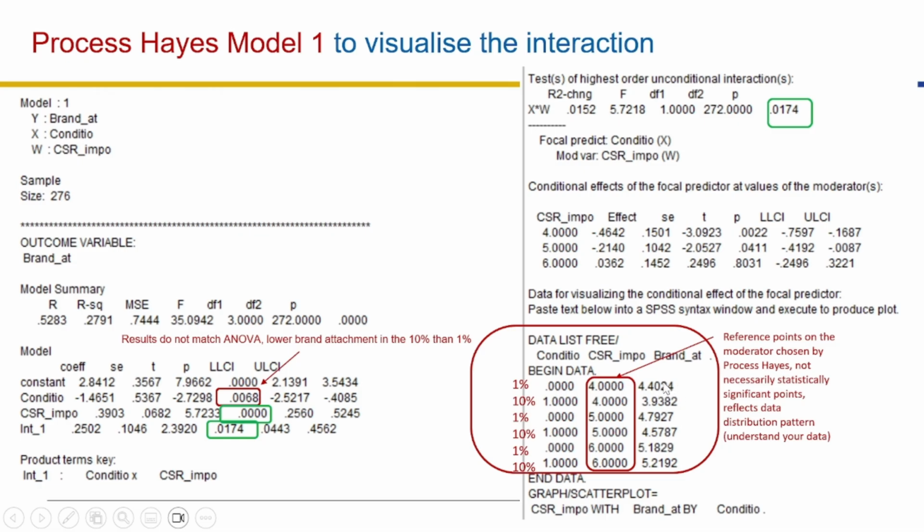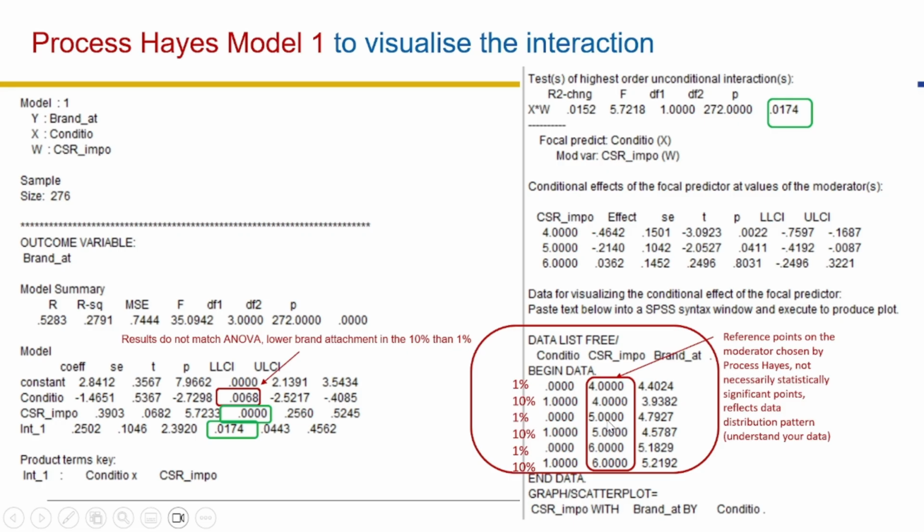And then you have the score for your brand attachment. But you wonder, do these represent the points where statistically significant effects have been observed? No. Those points are selected randomly by Process Hayes for you based on the actual distribution of the scores in your data. So that may suggest to me that I have scores in my CSI importance which are skewed towards more positive responses because I don't have any ones, I don't have any twos, threes. So what's important is you actually check the distribution of data for your responses. And I've done it. I have mostly answers skewed towards the positive end of the answer scale.